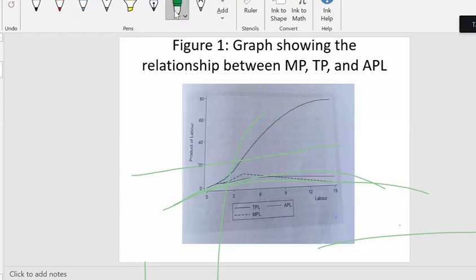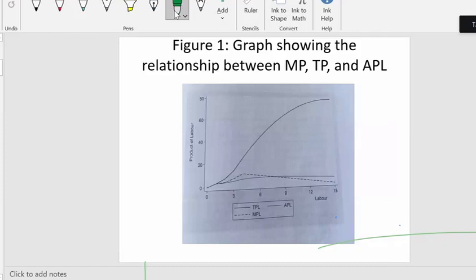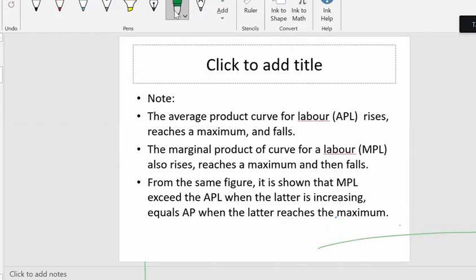So what I'm trying to say, this curve here is for total product. As you see here, as you increase the number of laborers, the production is also increasing, because the relation is positive. The more you increase the number of workers, the more the output. And the dotted line here is the marginal product. You can sketch it by yourself and then you see the relationship.